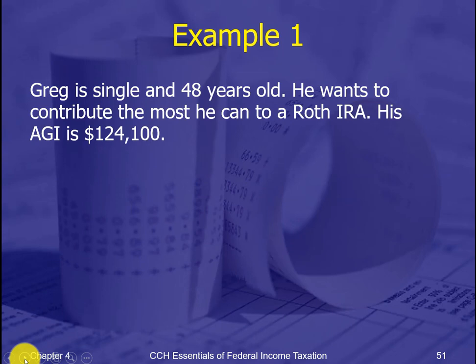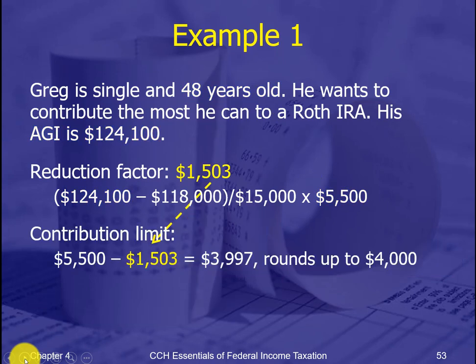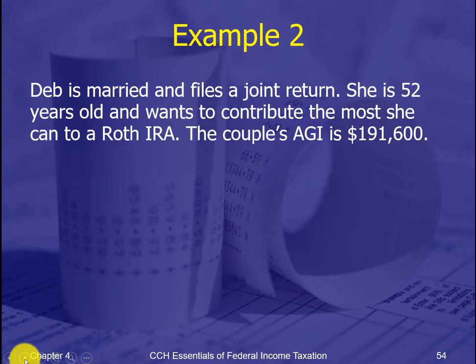So, a taxpayer wants to contribute the most he can. His AGI is 124. All right, so he's over the threshold by 4,100. The phase out range is 15,000. So we take the 4,100 difference, we divide by the 15,000, we multiply it by 5,500 to get the reduction factor. Take it out and round up 39.97 up to 4,000.